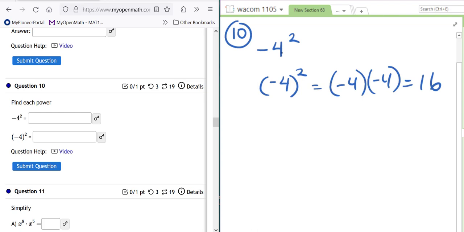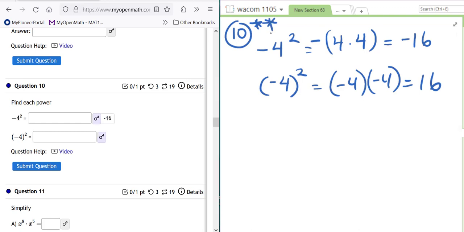It's only the piece right beside the exponent that gets to go. So 4 gets to go, not the sign unless there's parentheses. So this means do 4 times 4, and when you're all done, you have one sign. So this one gives you a -16. So this is just something to be careful about, whether your negative gets to go to the power or not.